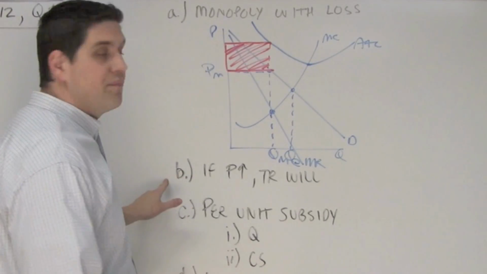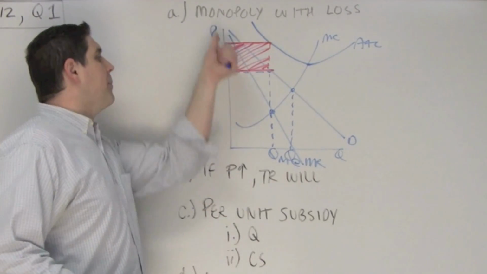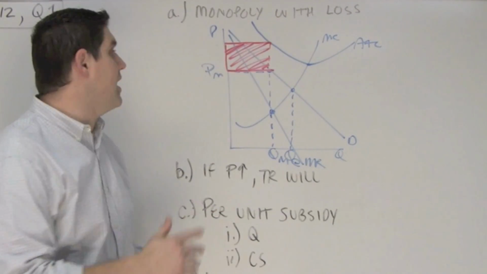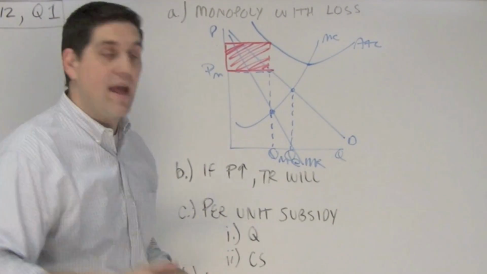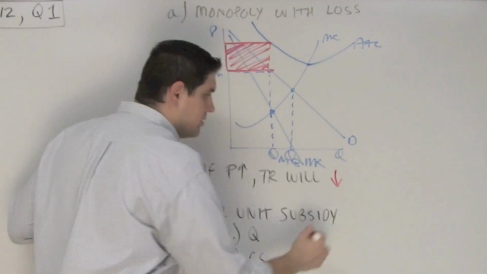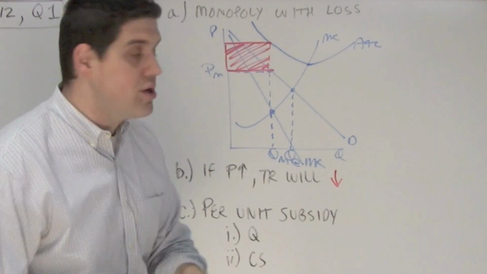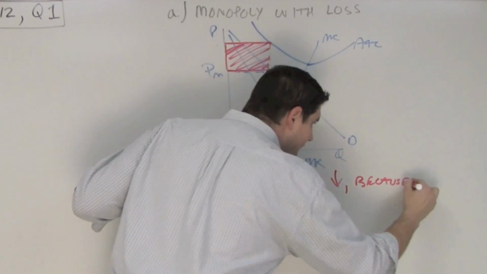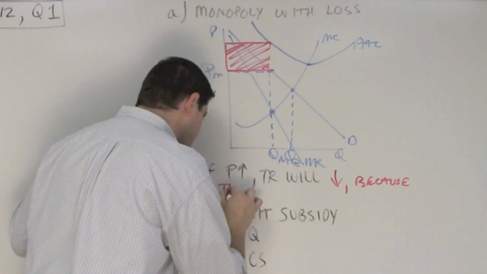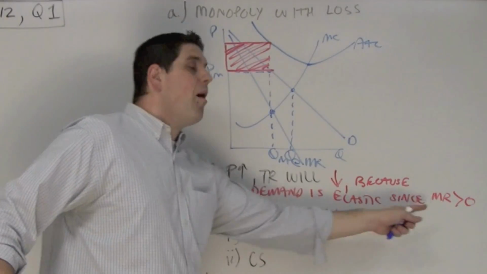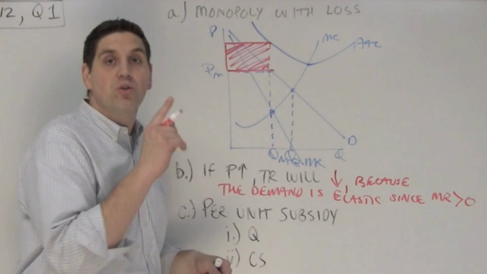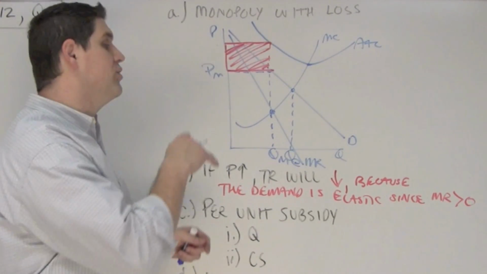Now let's move on to B. The question said, assume the monopoly increases the price above PM, what's going to happen to total revenue? Will it increase or decrease or stay the same? The answer is it's going to decrease. But since this is an explain question, you explain why. The reason why is because the demand is elastic. The MR is still positive, and if the MR is positive, the demand is elastic. When the price goes up and demand's elastic, the total revenue is going to go down.